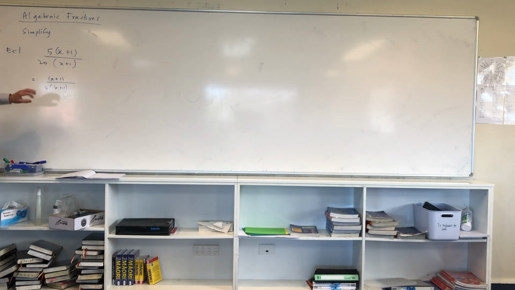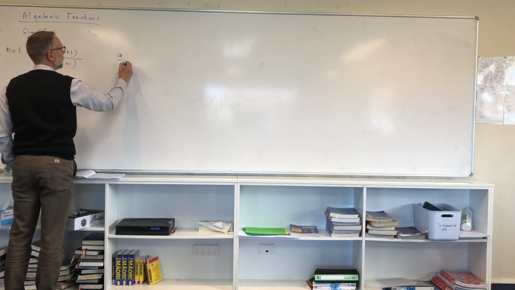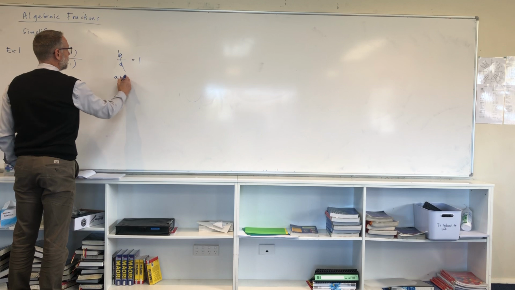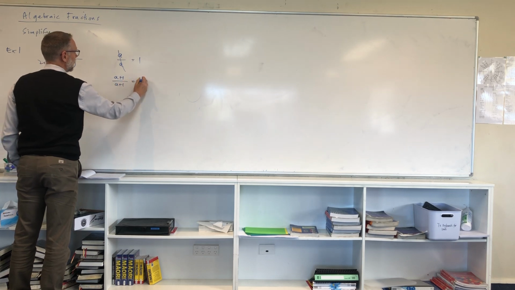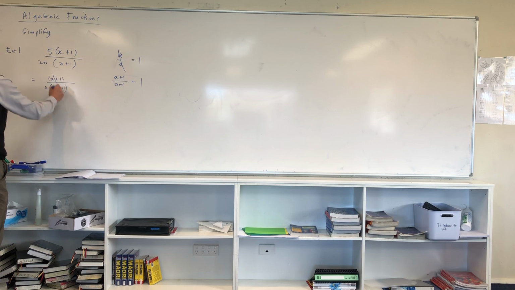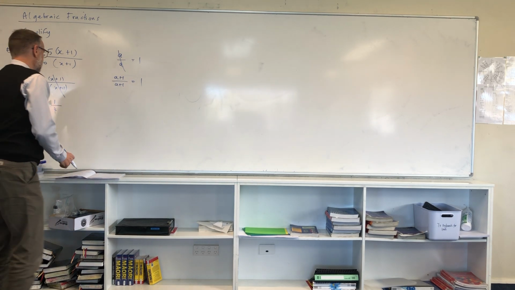Notice that in the same way that a over a cancels to leave me with 1, if I have a plus 1 over a plus 1, it's also equal to 1, because it's just the same thing. Anything divided by itself, as long as it's the same, will cancel out. So this will also cancel out, and that leaves me with 1 quarter.